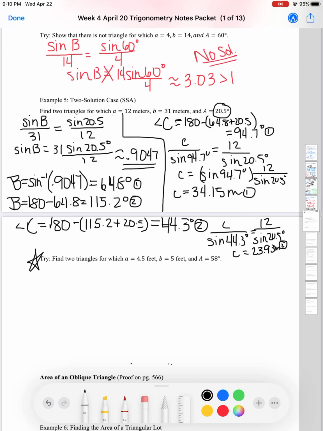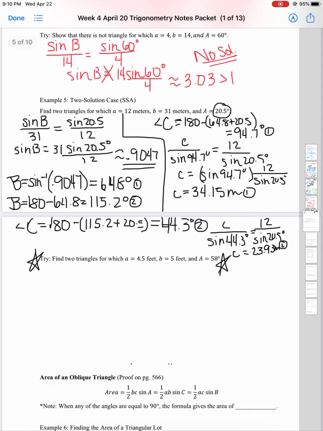And then what I actually would like to do is save this example for when we Google chat on Friday, because I would like to do one in person. So those of you who show up to the Google meetings, we're going to do this one together on Friday. Okay? So, yeah.